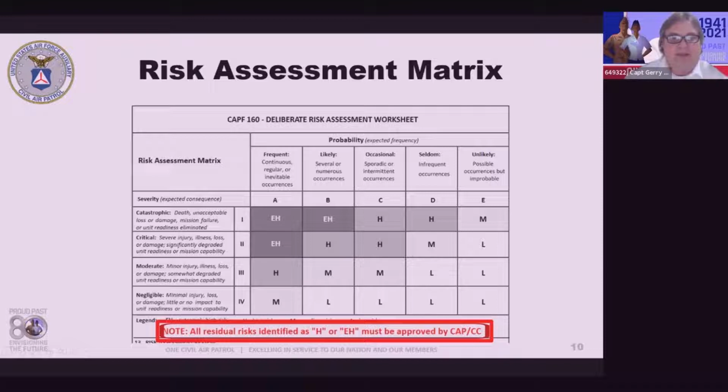Okay, anyone know who that is? Sorry. Colonel Ballmer. Nope, think higher. Region? National. Queen Commander.